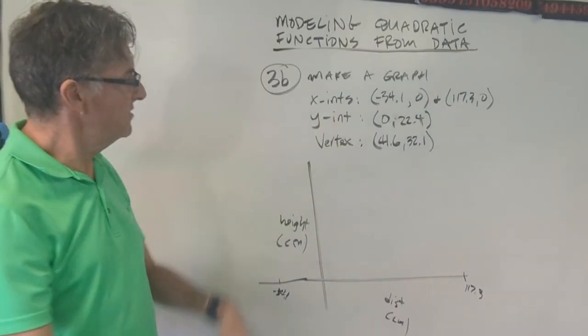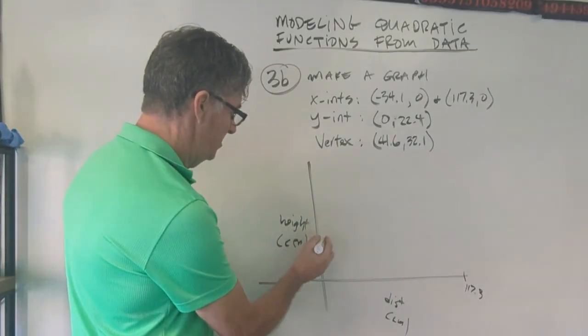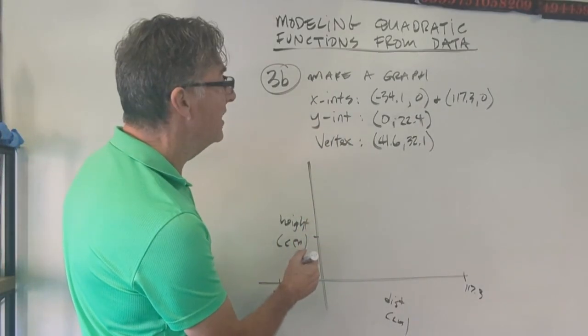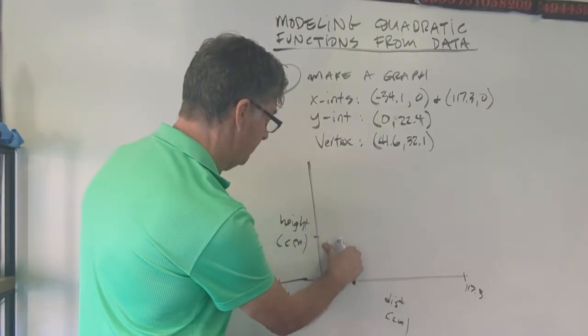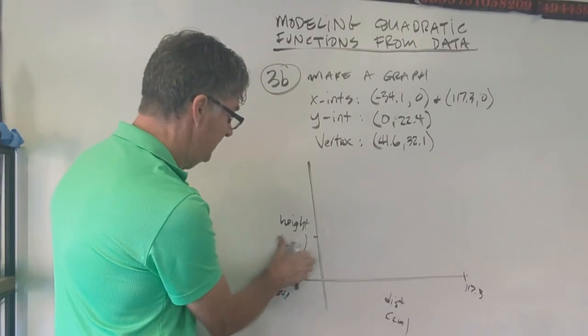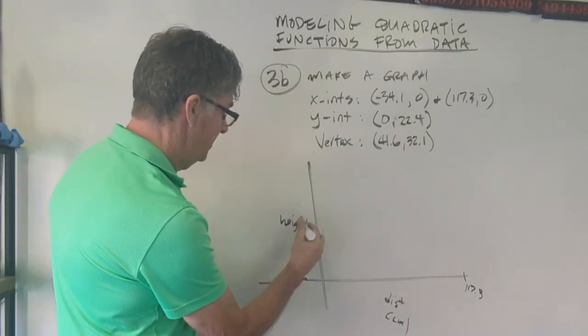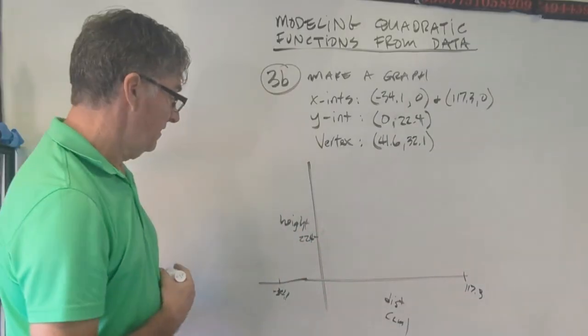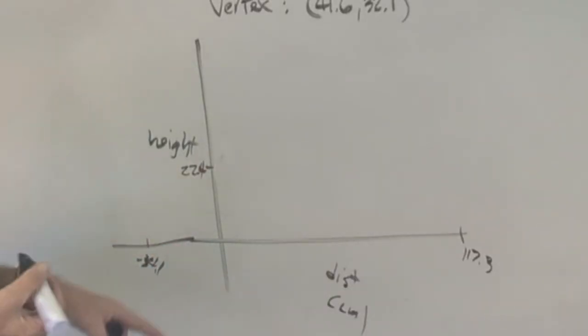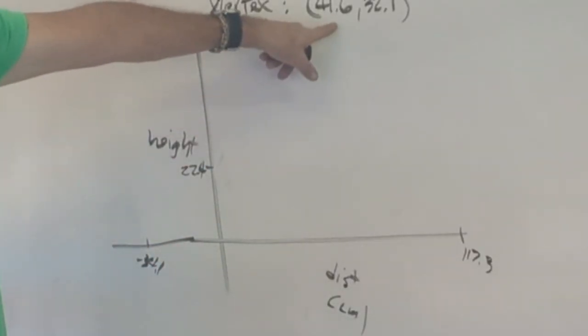I just put the points that matter. The y-intercept, that's 0, 22.4. So I can just write 22 point, actually that's going to get in the way. So let's scoot this over and do 22.4 there. Okay? So now I have those, and then I need to put my vertex in there.